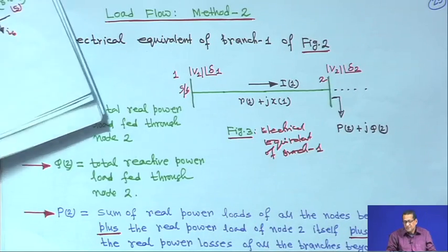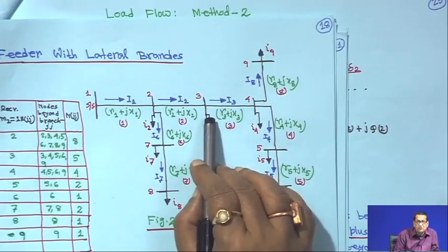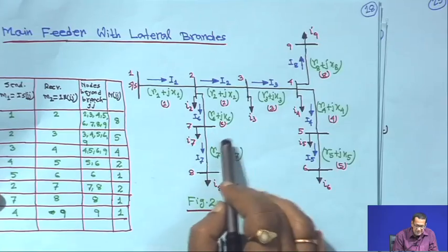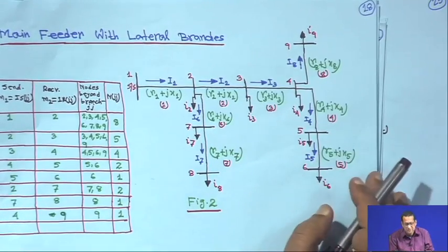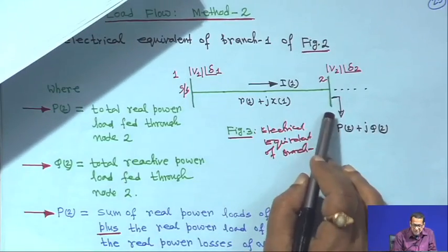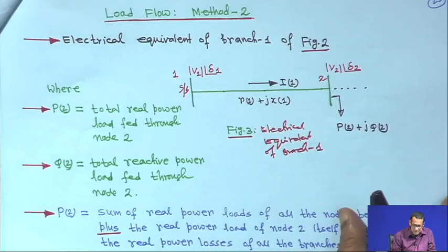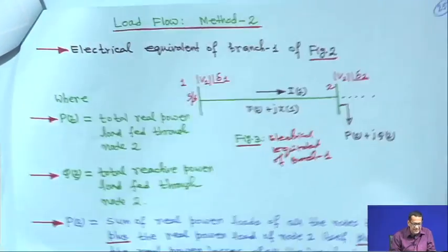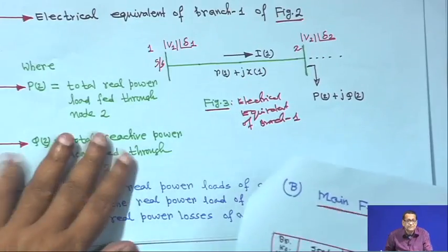So, if you know P2 and Q2, because losses are not known, PL2, QL2, PL3 loads are known, but losses are not known. So, we have to use some iterative method, later we will see. So, that is actually the electrical equivalent of branch 1. Similarly, if you think of the electrical equivalent of branch 2, before further explanation, first you see how things are.